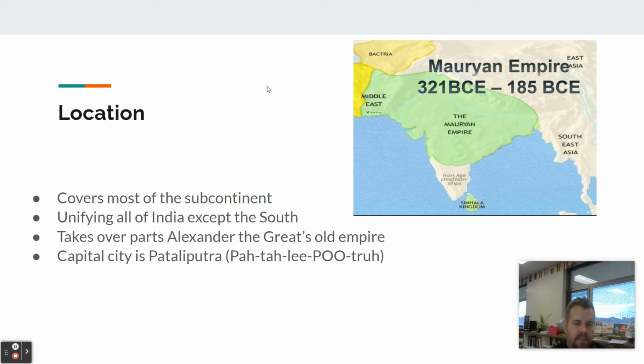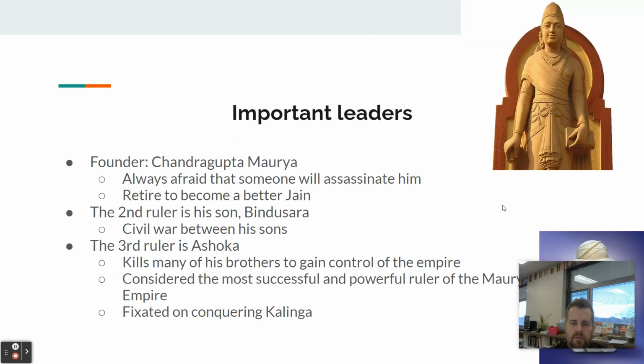Mauryan Empire covers the subcontinent of India, except for the south. We have two different groups that are down here with the Iron Age chieftainships, don't know what that is, and then the Sinhala Kingdom down in Sri Lanka. So this is unifying parts of India that Alexander the Great, back from that first test, kind of took over. Capital city of Pataliputra, which is in this area over here. This kind of forces the empire to have like a centralized government, which we'll talk about in a little bit.